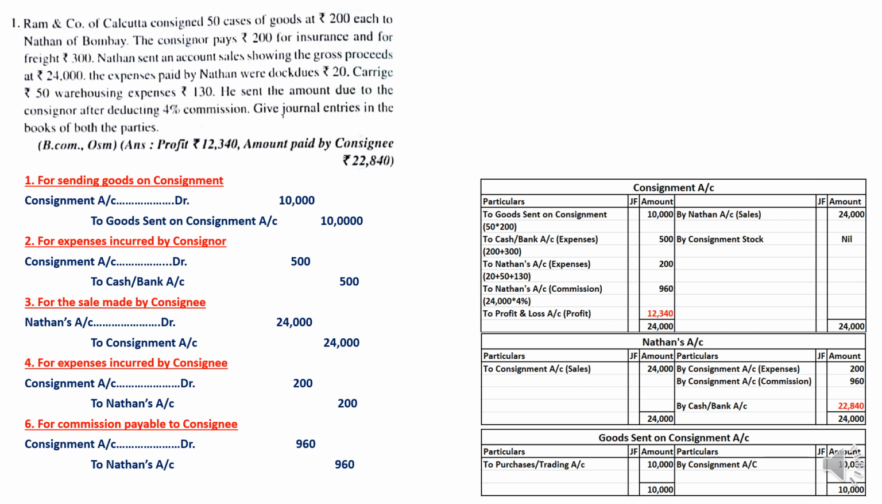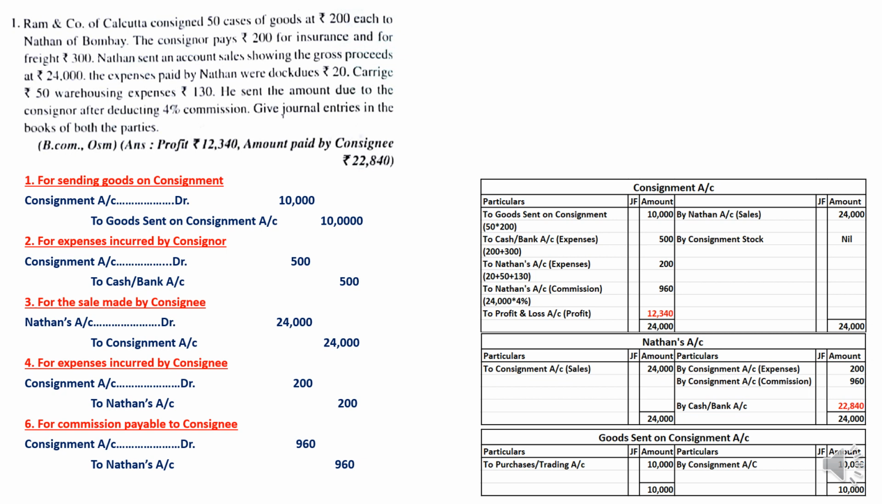Next, to cash expenses of the consignor, to Nathan expense of the consignee, to Nathan commission, then credited by Nathan sales by consignment stock. There is no closing stock in this case, right? I have closed the account. We got the profit, debit side balancing figure 12,340.